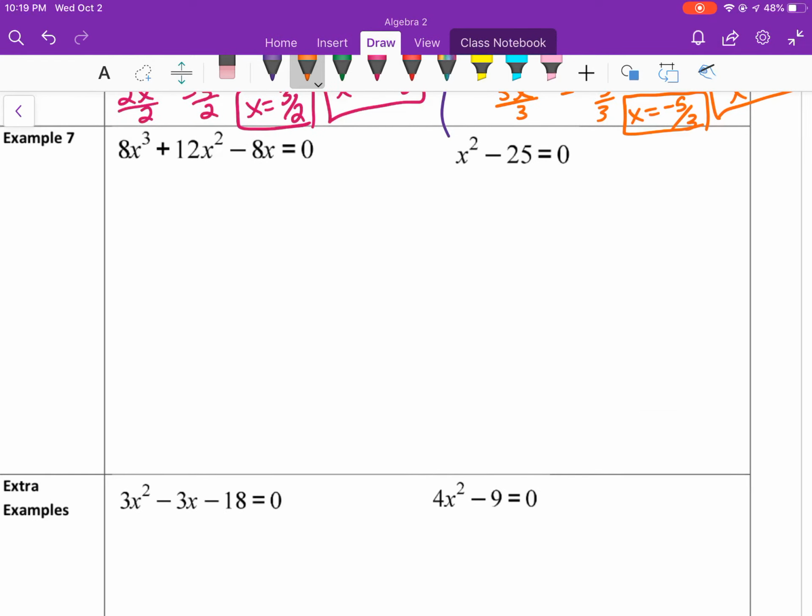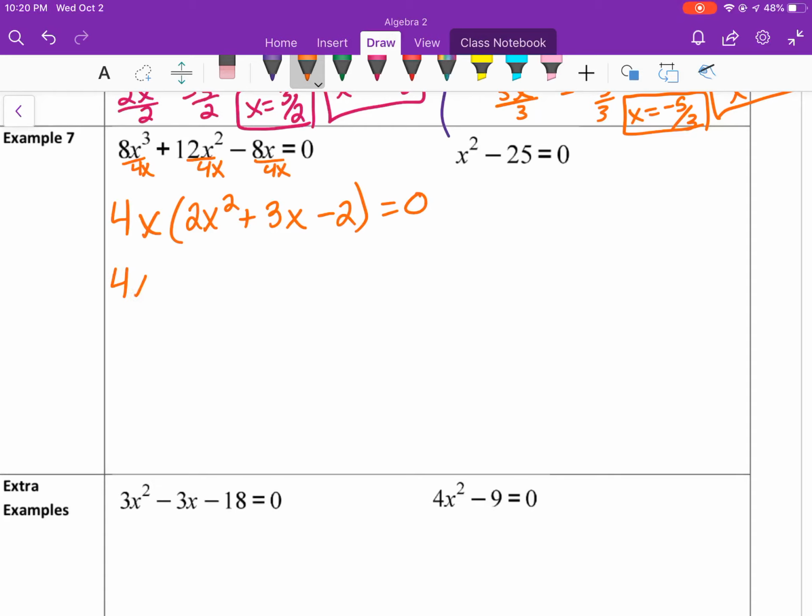Example 7. 8x cubed plus 12x squared minus 8x equals 0. So first I'm looking for a GCF, which 8, 12, and 8 are all divisible by 4. Then I can take out an x as well, which will leave me, if I divide this by 4x, with a 2x squared. Divide this by 4x will leave you with a 3x. And divide this by 4x will be minus 2.